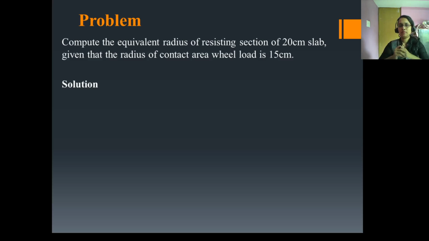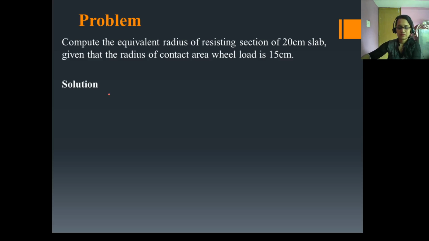Let us see this problem here. Compute the equivalent radius of resisting section of a 20 centimeter slab, given that the radius of the contact area of the wheel load is 15 centimeters. So we need to calculate the equivalent radius, that is, b. What is given to us? A section of 20 centimeter slab thickness, so the h value is given, and the radius of the contact area of the wheel load is 15, so a is given to us.